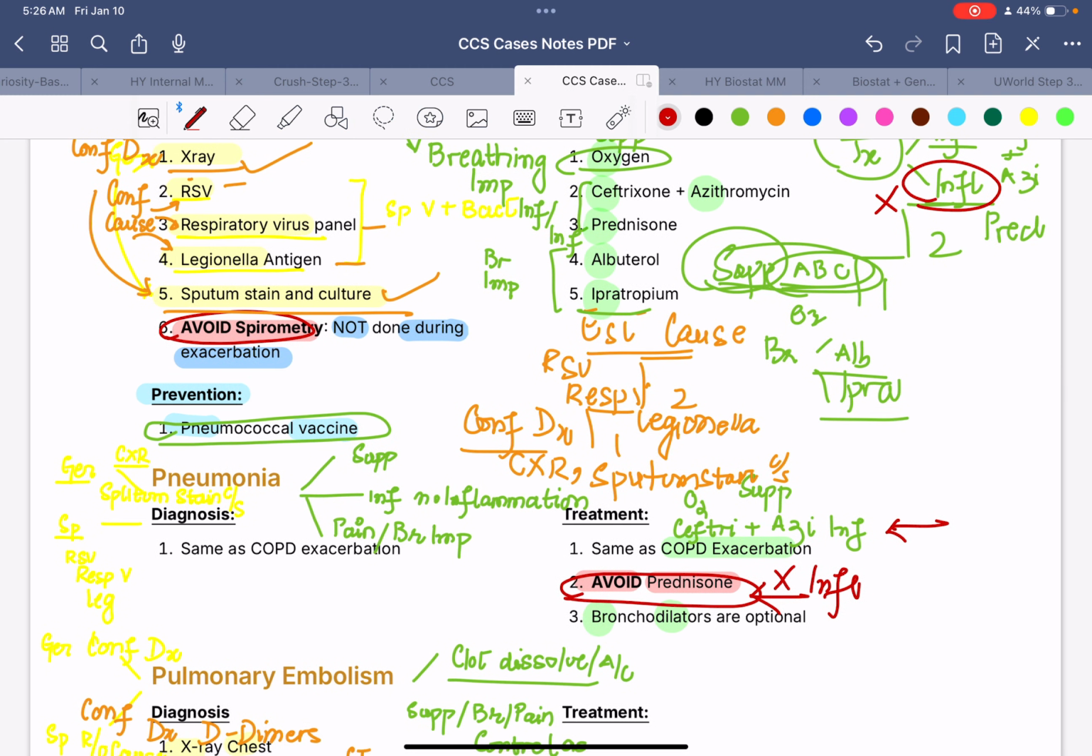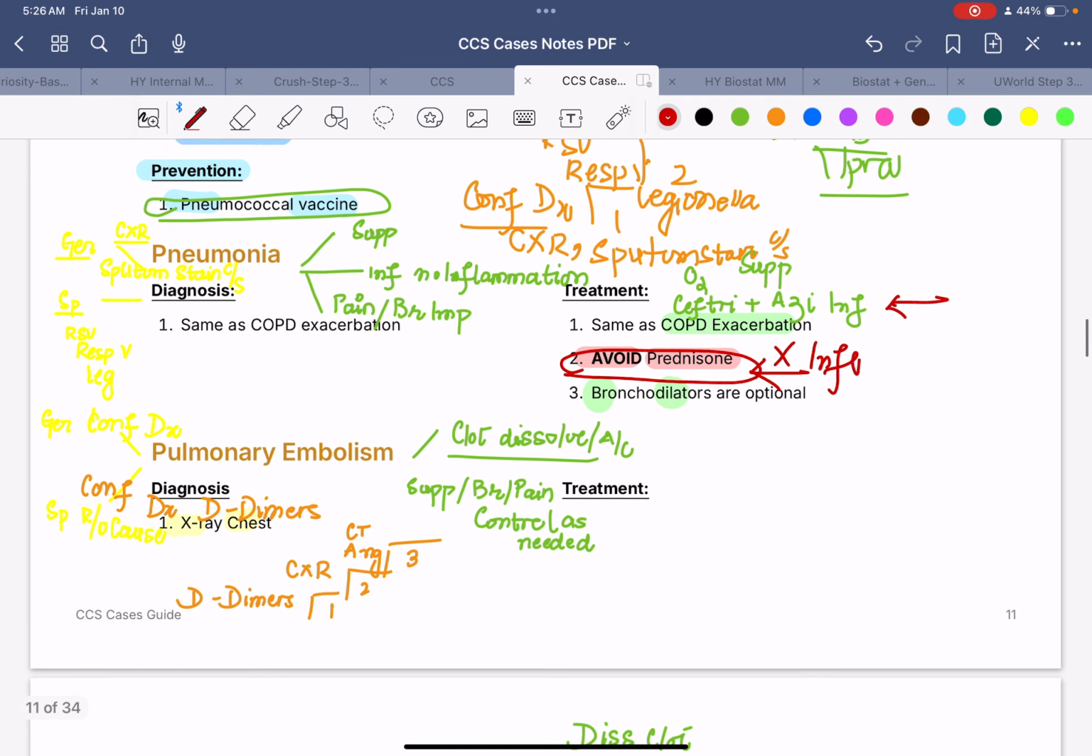And of course, as a precaution for prevention next time, you're going to advise the pneumococcal vaccine and smoking cessation if the person is a smoker.